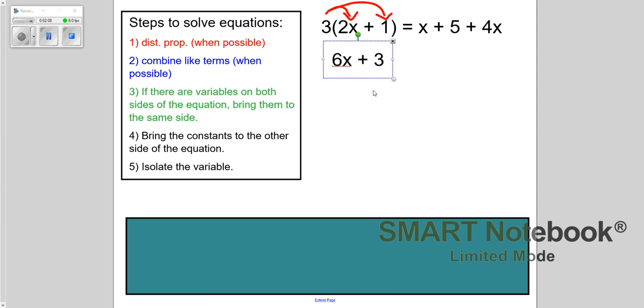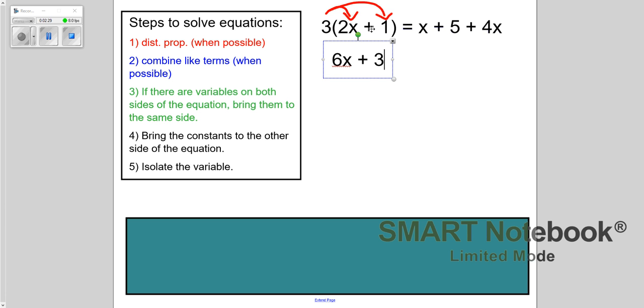The two biggest mistakes that you get with the distributive property are that you don't multiply to both terms. You only multiply the 3 times the 2x, and you end up writing plus 1. And the other mistake has to do with positives and negatives. This one doesn't matter because everything is positive. But if this was a negative 3 in front, then you would have to make everything negative.